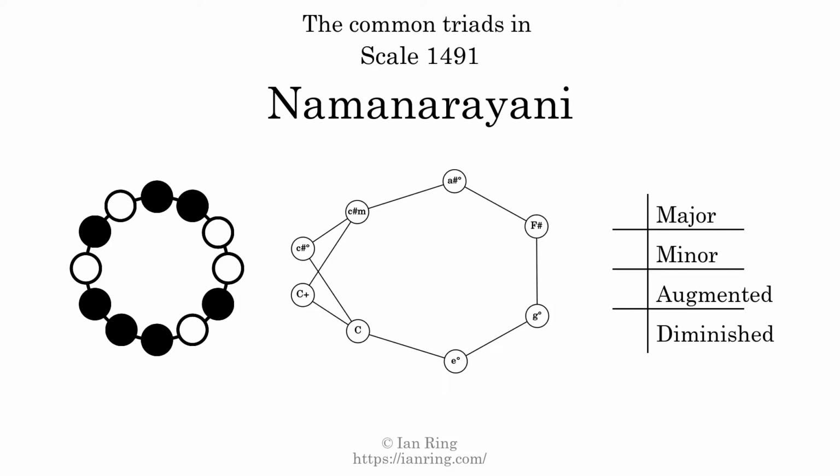Here are the common triads present in this scale. The diagram in the center is a graph of parsimonious voice leading between triads. There are 2 major triads. There is 1 minor triad. There is 1 augmented triad. There are 4 diminished triads. Here is a Hamiltonian path of parsimonious voice leading that uses all the triads.